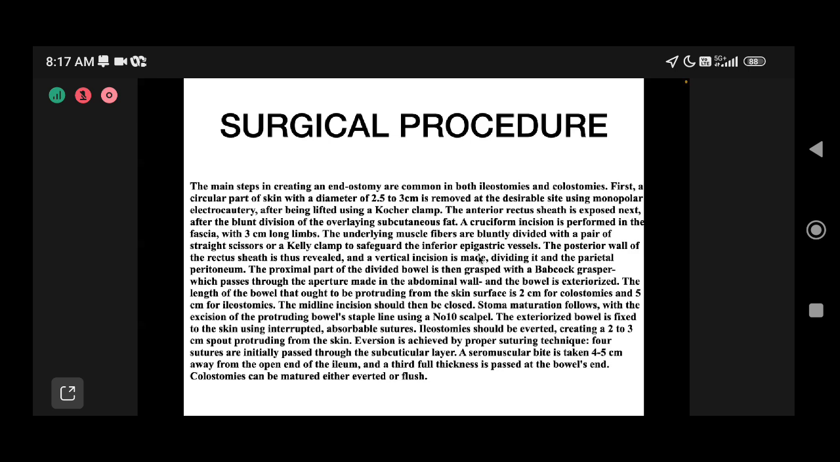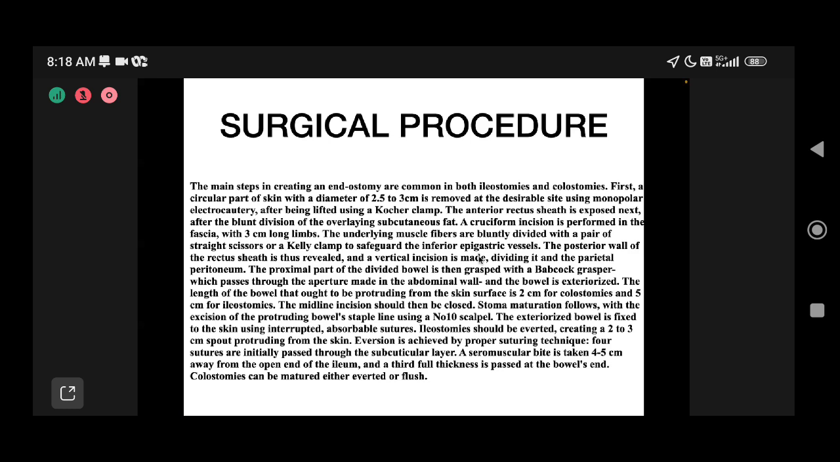Now, the proximal part of the divided bowel is grasped with a Babcock forceps, and then you need to slowly exteriorize this bowel. The length of bowel protruding from the skin surface ought to be 2 centimeters for colostomy and 5 for the ileostomy, which I already explained to you. Then the midline incision is closed. Then maturation of the stoma has to be done, and this bowel has to be cut on the antimesenteric border. Then we need to anchor the bowel to the rectus sheath in one layer at 4 levels with sutures, and also to the mucocutaneous junction with separate non-absorbable sutures.